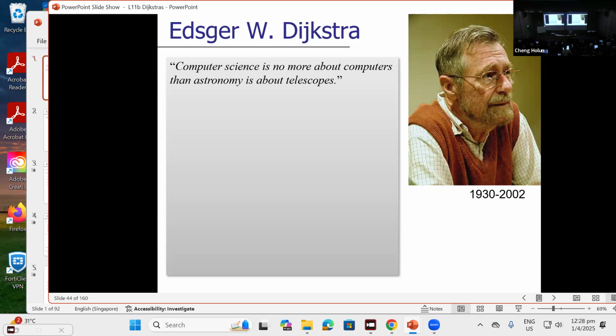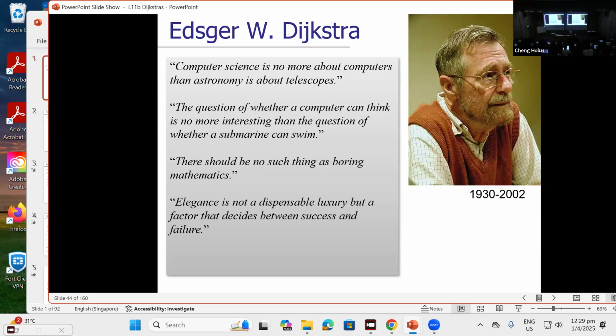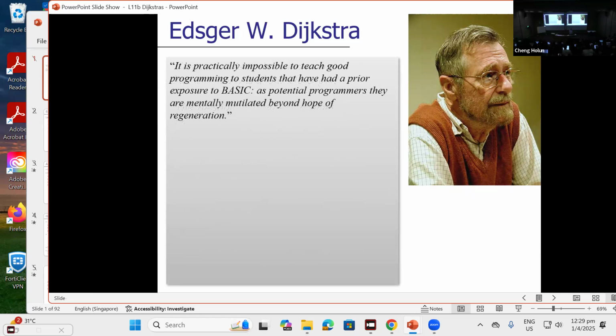So he said computer science is no more about computers than astronomy is about telescopes. I don't think that's applicable now, but that's what he thought many years ago. The question whether a computer can think is no more interesting than the question whether a submarine can swim. Of course the computer can think, I think he thought. There should be no such thing as boring mathematics. This is so seldom, okay? Let's go to the interesting one.